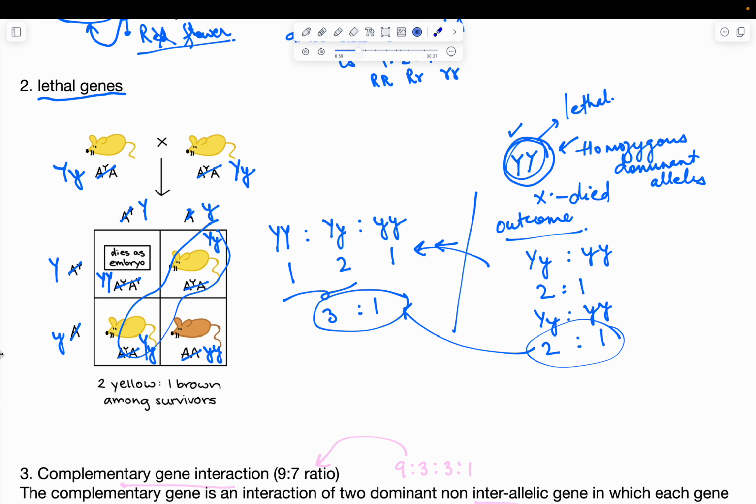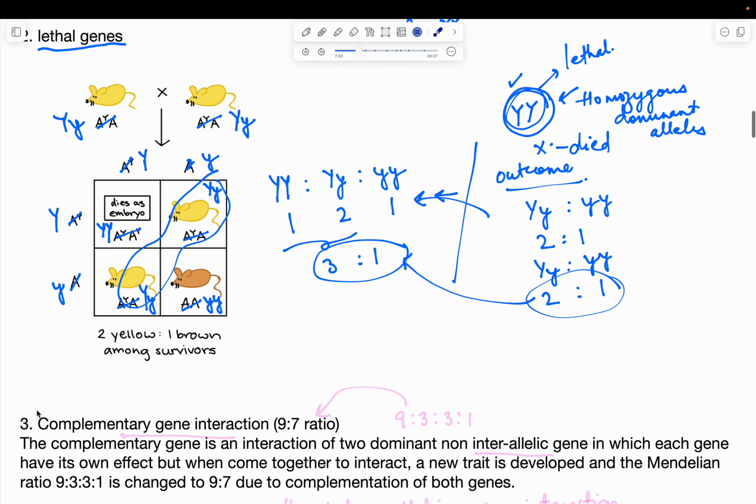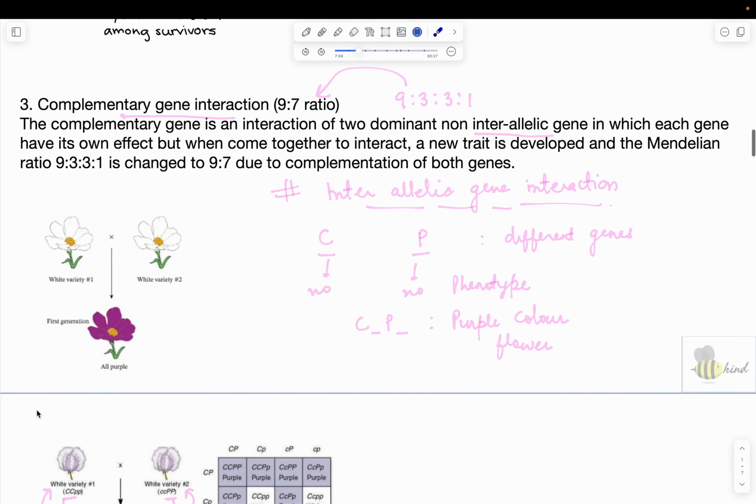The next type of gene interaction is complementary gene interaction, where Mendel's dihybrid ratio 9:3:3:1 is modified to 9:7. We will see how. All the interactions we are going to study in the next topic are non-interallelic gene interactions. That means we'll see how two non-alleles interact together and affect the phenotype.